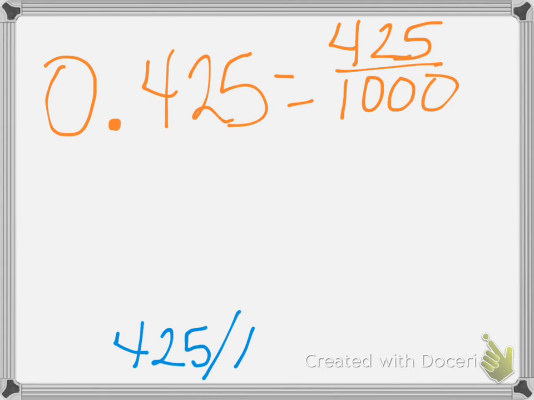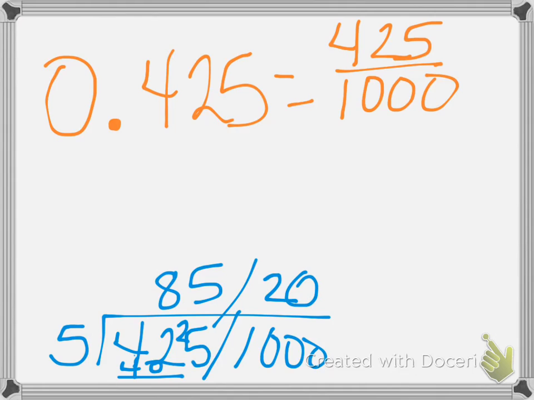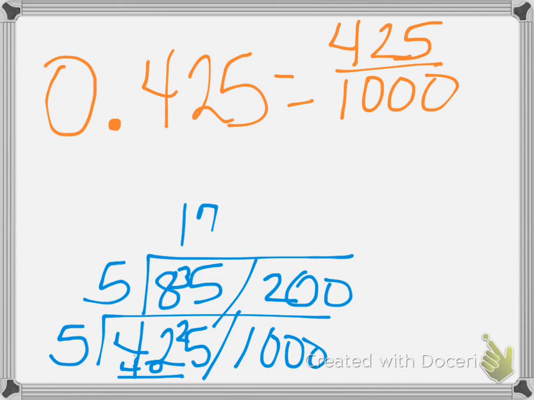So 425 and 1,000. I know that they both end in a 5 or a 0, so they're both divisible by 5. 5 can go into 42 8 times. That's a 40. I have a 2 left over, and 5 can go into 25 5 times. 5 can go into 10 2 times, and that's 200. They're both divisible by 5 again. I'm going to divide again. 5 can go into 8 one time. And then that leaves a 3, and that's 17.